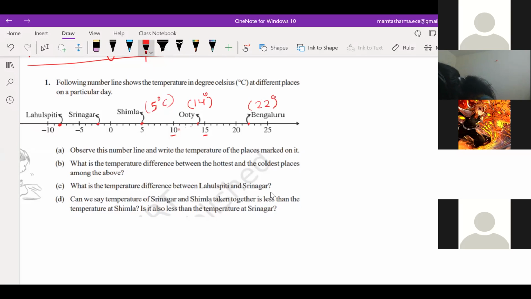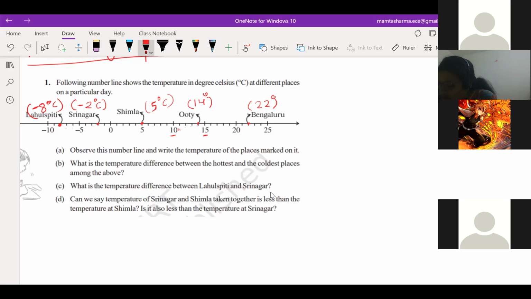Srinagar temperature is -2, because we are going 2 points to the left side. Lahore Spiti temperature is -8: count from here -5, -6, -7, -8. You can also count -9, -8 from the other side. I am going from 0 to the negative side and you are coming from negative to 0. Both ways are correct.